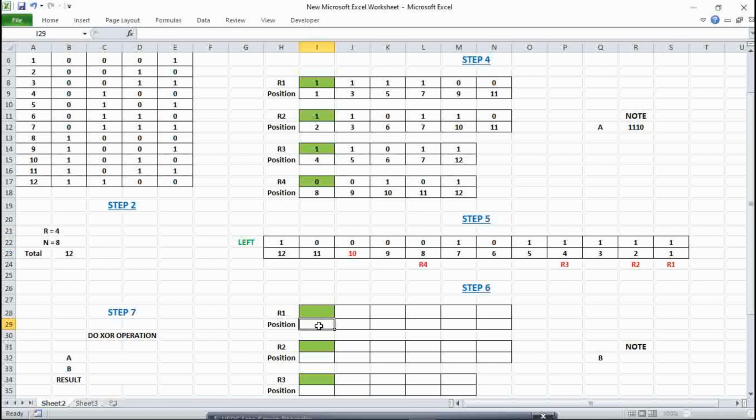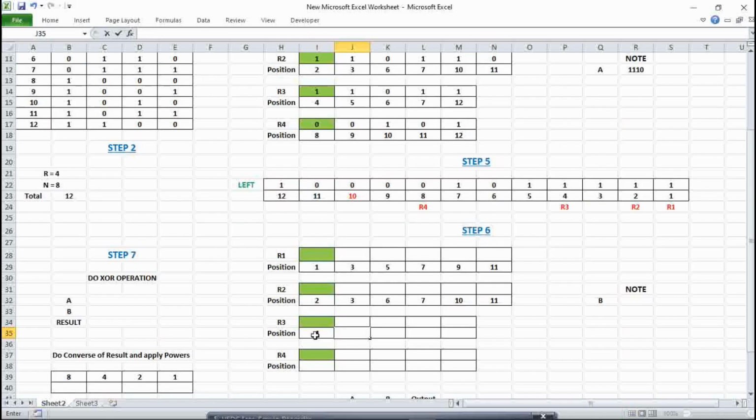Now coming to this R1. What are the positions of R1? Here they are 1, 3, 5, 7, 9 and 11. R2 positions were 2, 3, 6, 7, 10 and 11. Now coming to this R3 row, the positions were 4, 5, 6, 7 and 12. Now R4 positions were 8, 9, 10, 11, 12.